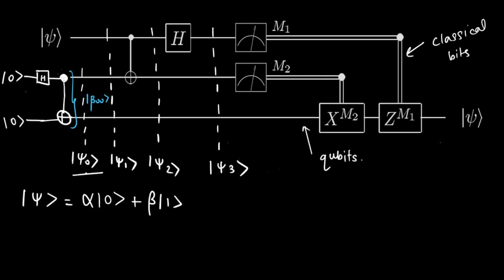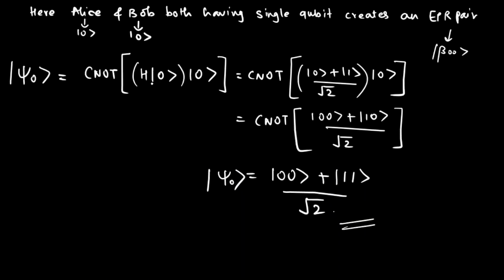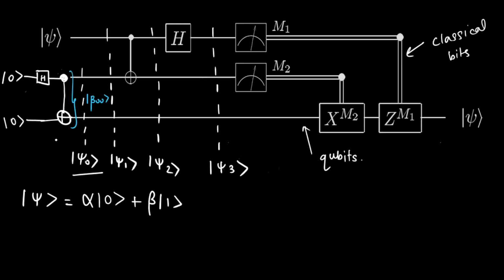Here Alice and Bob, both having a single qubit, create an EPR pair beta 00 with the help of the Hadamard and the CNOT gate. So the first qubit is operated by the Hadamard gate and then tensor product with the second qubit, and this state is then operated by the CNOT gate to give us an EPR pair, 00 plus 11 divided by root 2, which is our state psi 0, as you can see from this diagram.